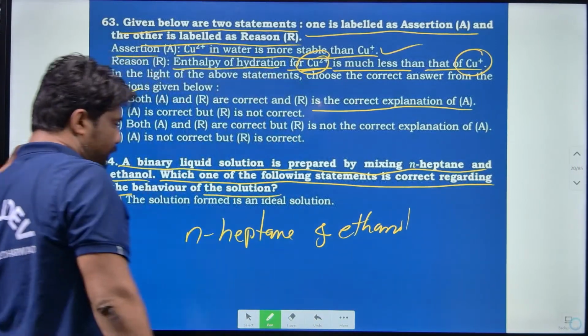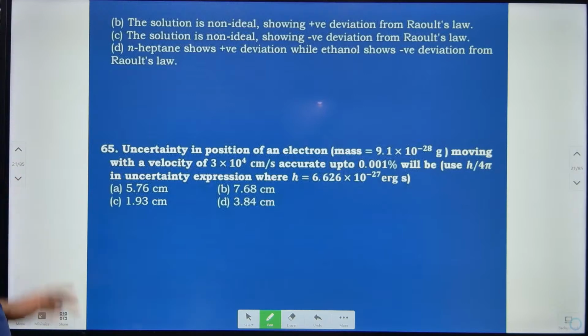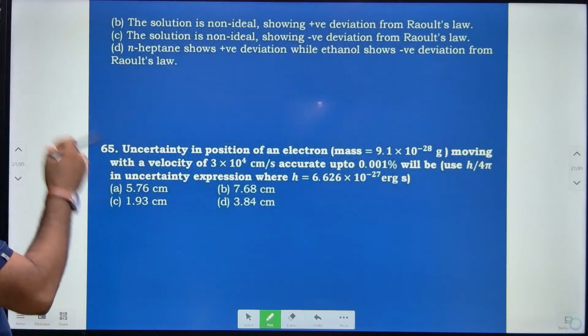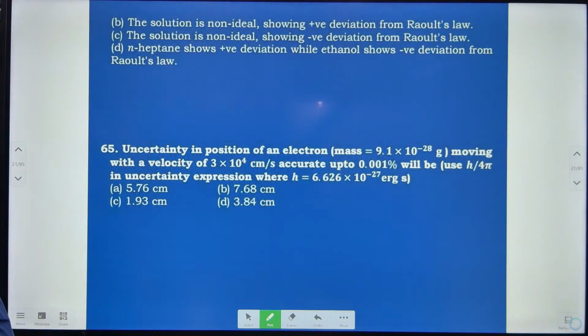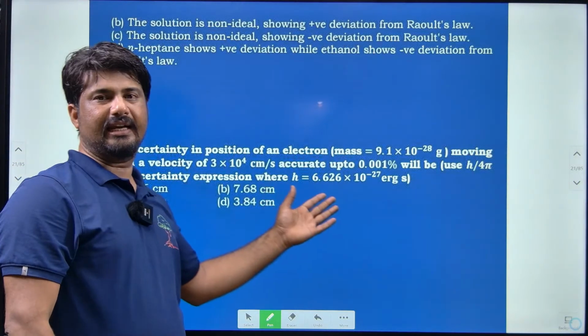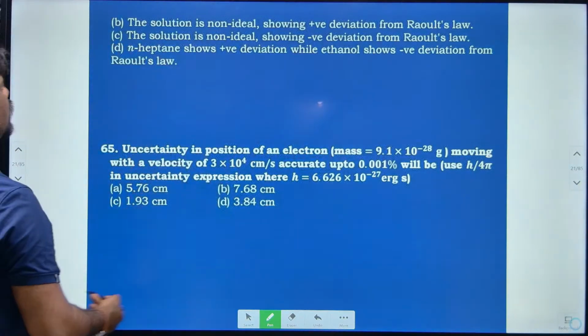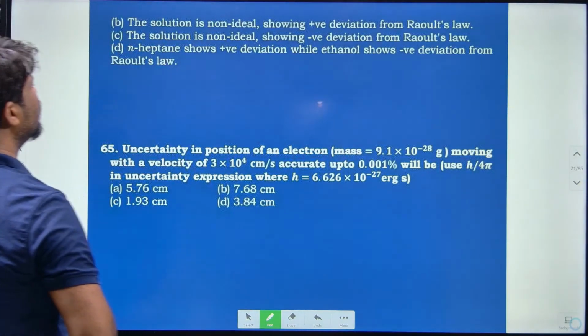So n-heptane and ethanol. By mixing these, I'm going to get the solution. It is an example of a non-ideal solution because n-heptane belongs to ideal and ethanol is non-ideal. So the combination of these two shows a non-ideal solution.